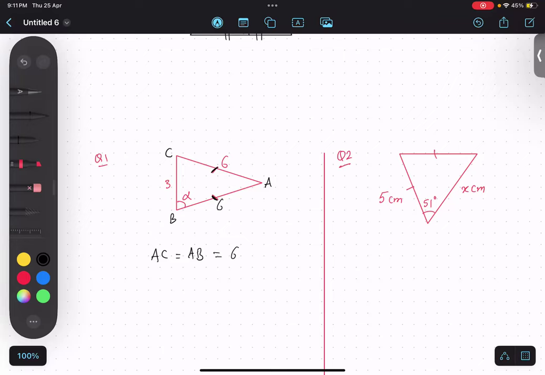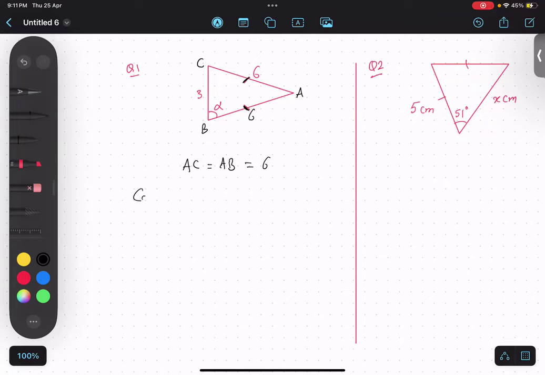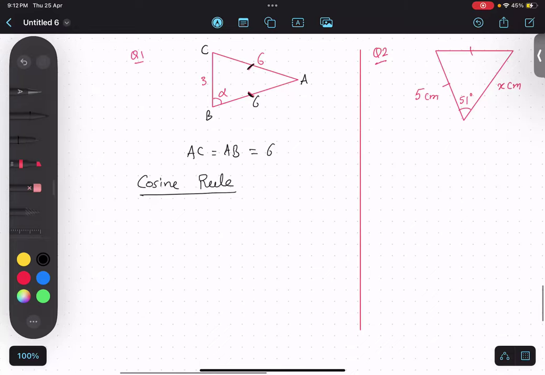How can I find the angle when I have all three sides? We can use the cosine rule. What is the cosine rule? c squared equals a squared plus b squared minus 2ab cos C. Now, always remember to change this formula as per the need of the question. If it's tan, then it's tan C, right? Now, I need to find this angle. Can you see that? Yeah.